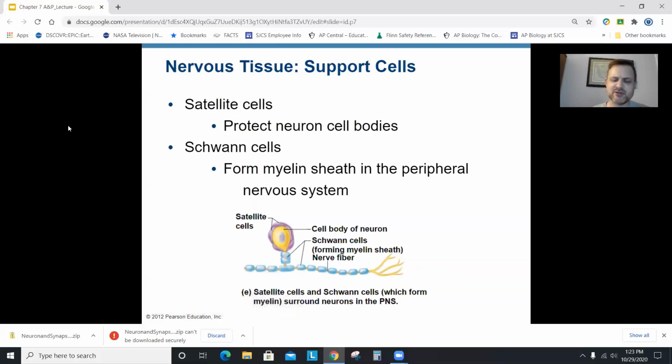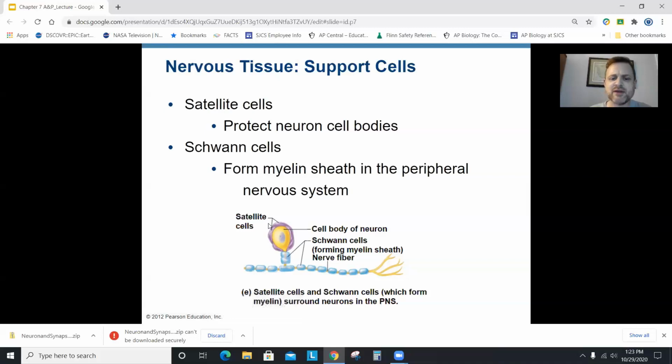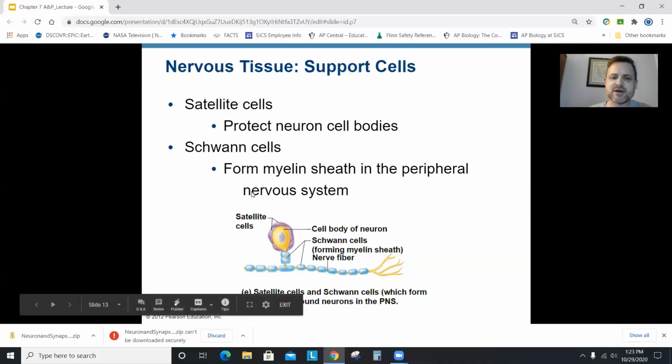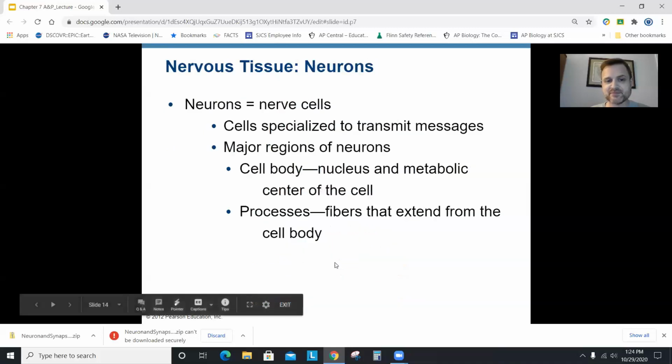Satellite cells, if you look in the picture, you can see they surround what is called the cell body. We haven't done the structure of a neuron yet, we'll do it in just a minute. These are cells that protect their cell bodies. Schwann cells are kind of like oligodendrocytes. They form these fatty myelin sheaths that insulate the neuron, but you find Schwann cells in the peripheral nervous system, whereas on the previous slide, oligodendrocytes were in the central nervous system.